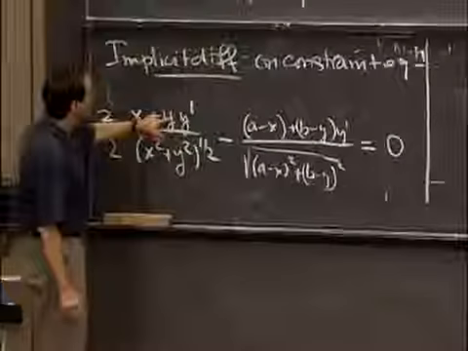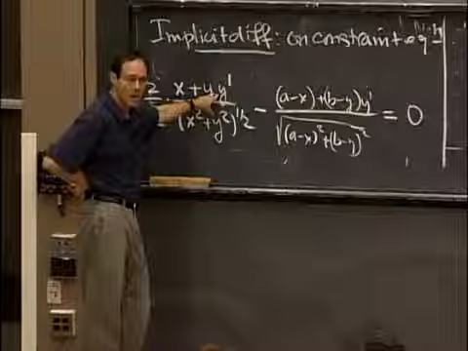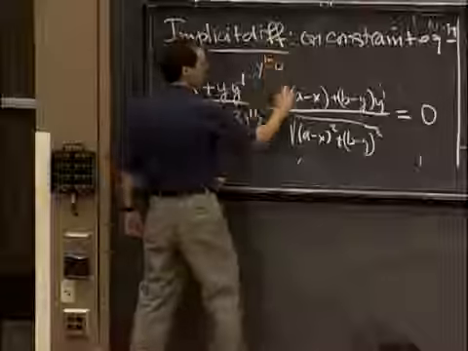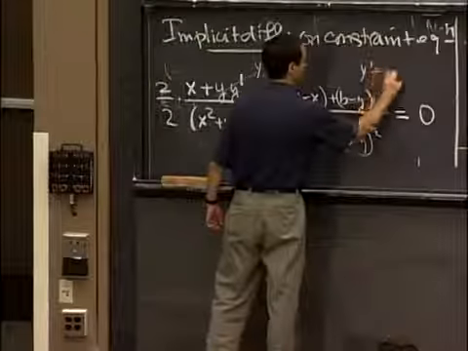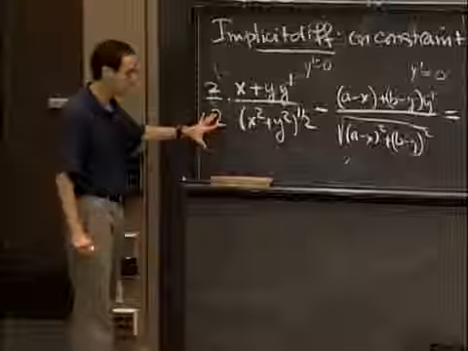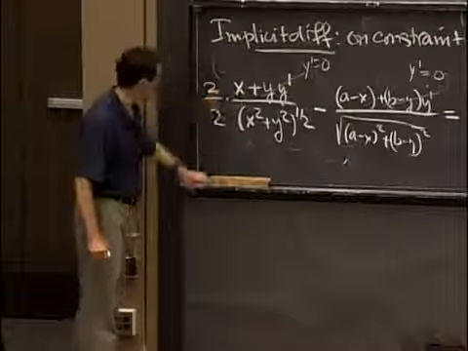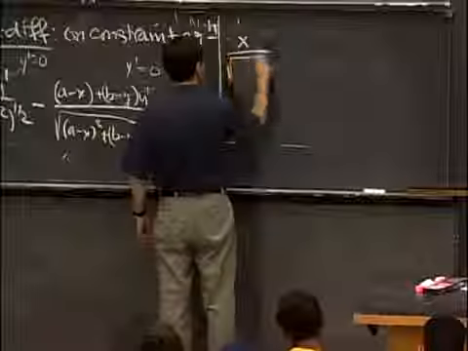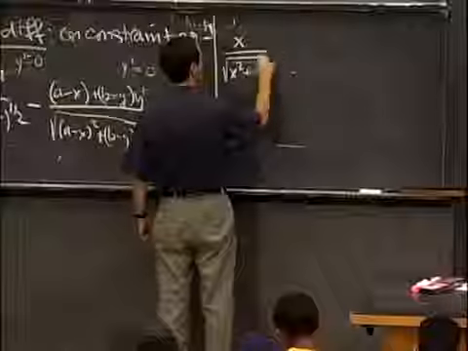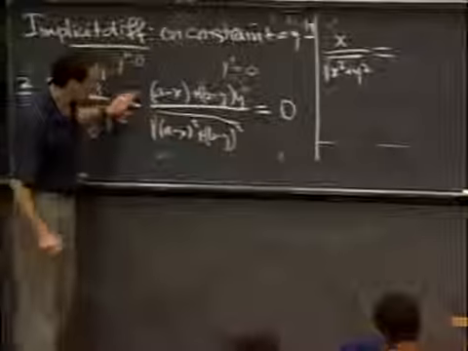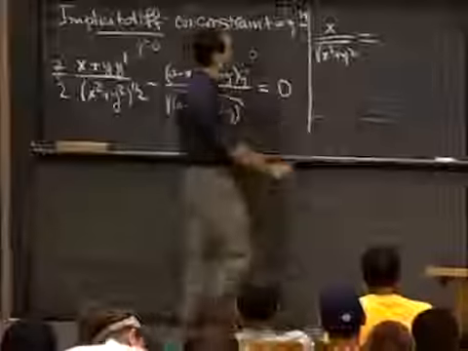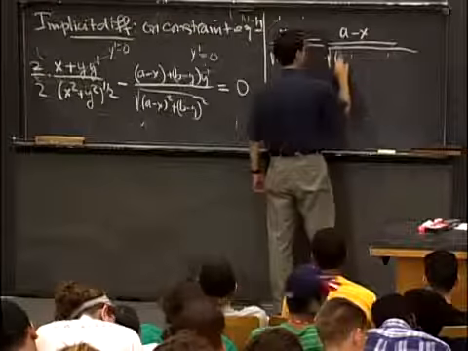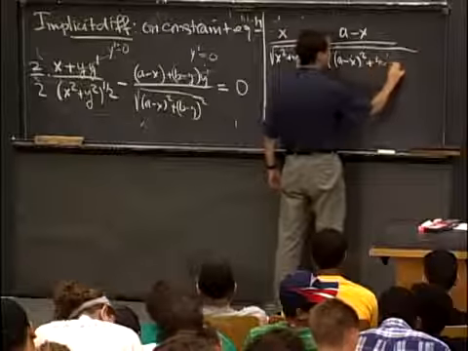First of all, the whole point is we're looking for the place where y prime is 0. So that means that these terms go away. y prime is equal to 0, so they're gone. And now what we have is the following equation. It's x divided by the square root of x squared plus y squared is equal to, if I put it on the other side, the minus sign changed to a plus sign, (a minus x) divided by this other massive object, the square root of (a minus x) squared plus (b minus y) squared.